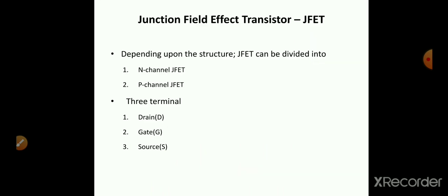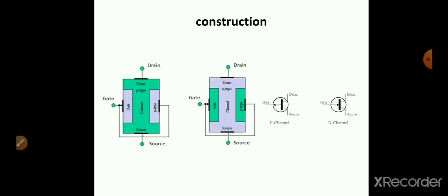Next one is the junction field effect transistor. Here we are going to explain in detail about the junction field effect transistor. Based upon the structure, it can be divided into mainly two types: N-channel JFET and P-channel JFET. In N-channel JFET, the channel is made up of N-type semiconductor, while in P-channel JFET, the channel is made up of P-type semiconductor. Each JFET has three terminals. In common, they are drain, gate and source.